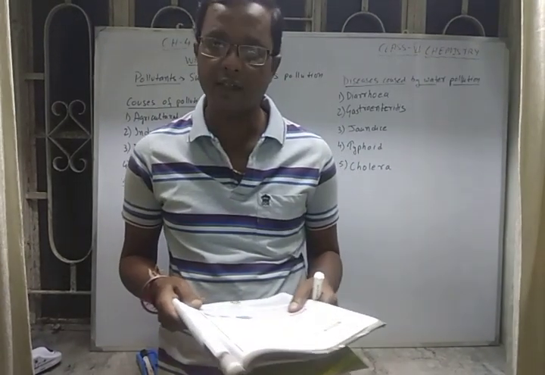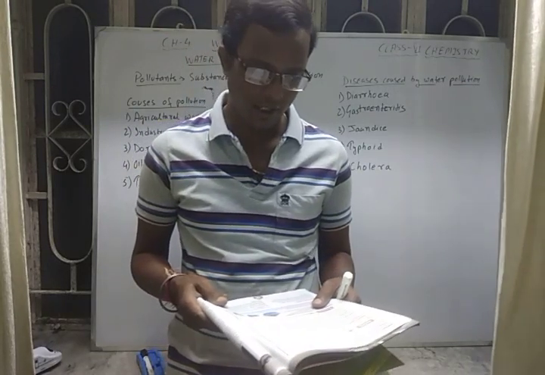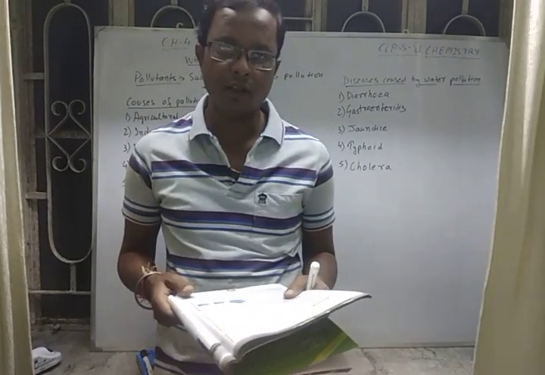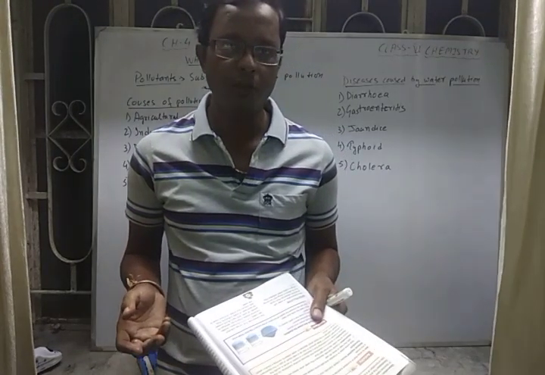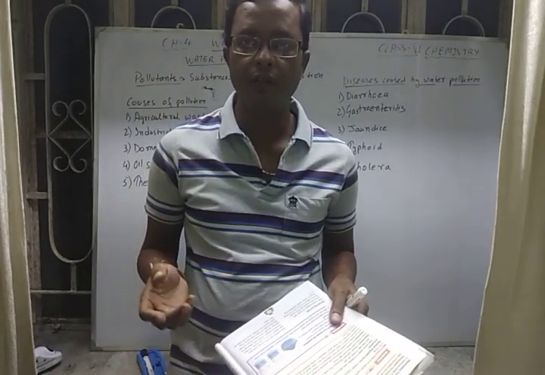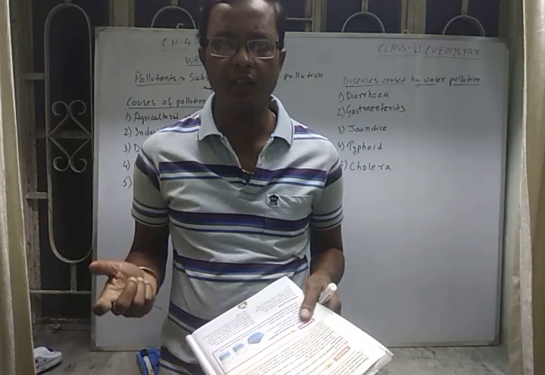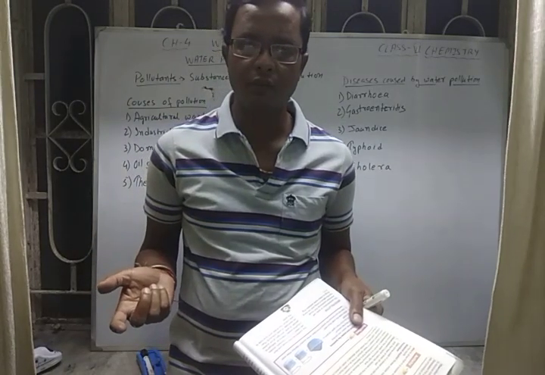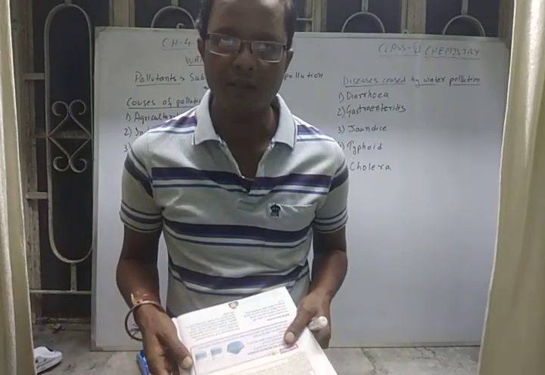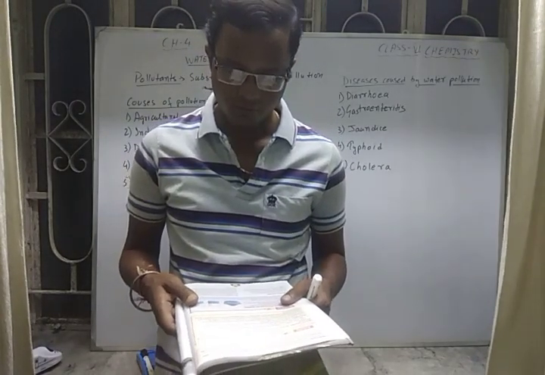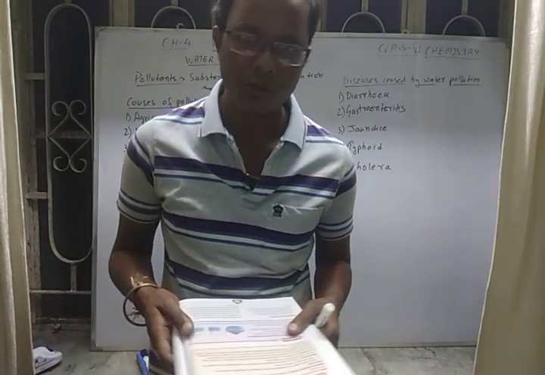And the definition which I said, that also you can write: the contamination of water with harmful substances that makes the water polluted and unfit for drinking and other purposes, and may also be harmful for aquatic plants and animals, is called water pollution.